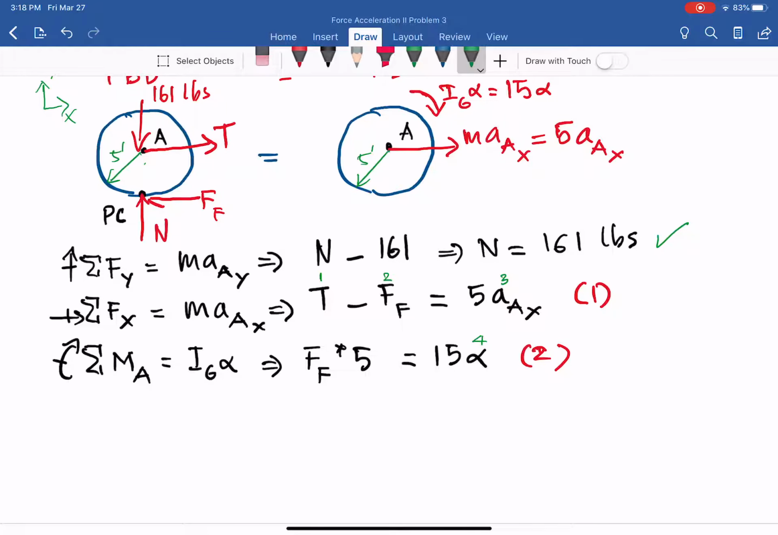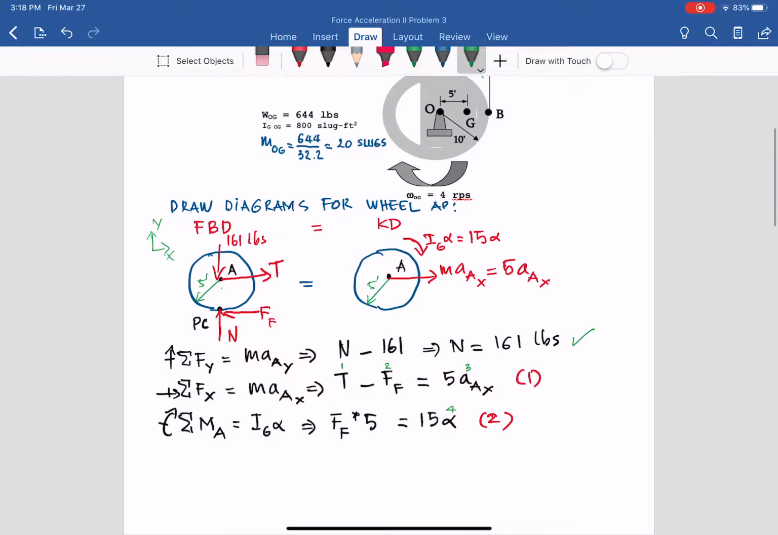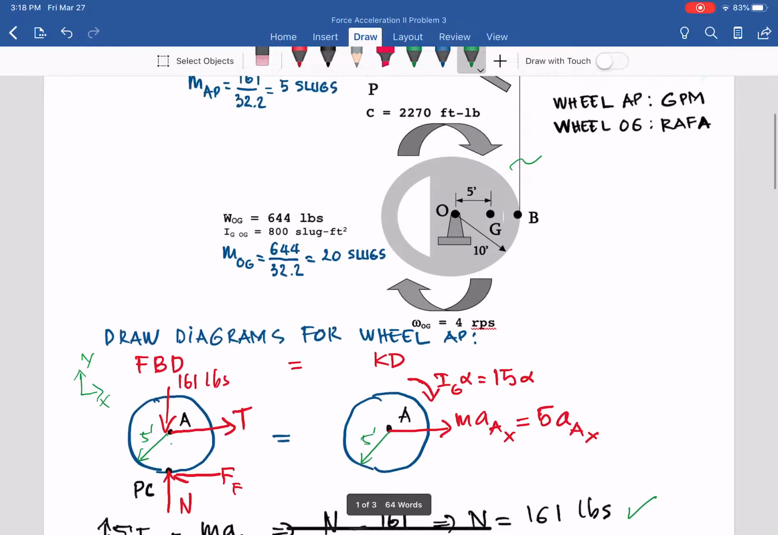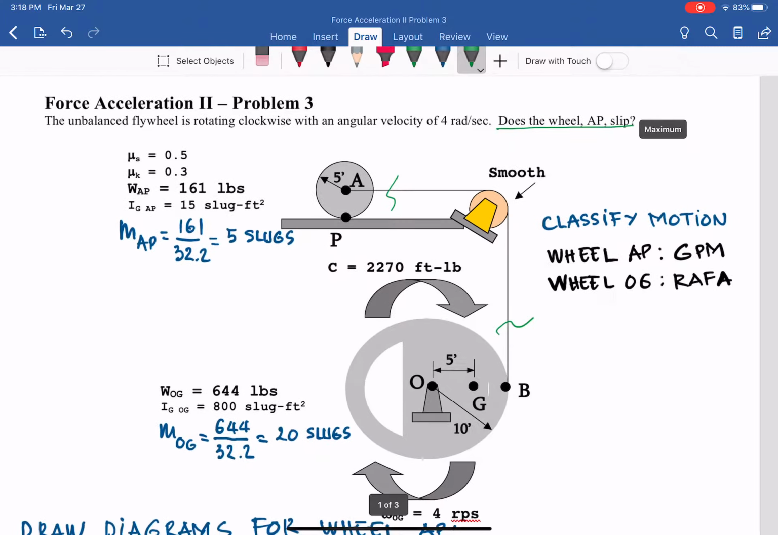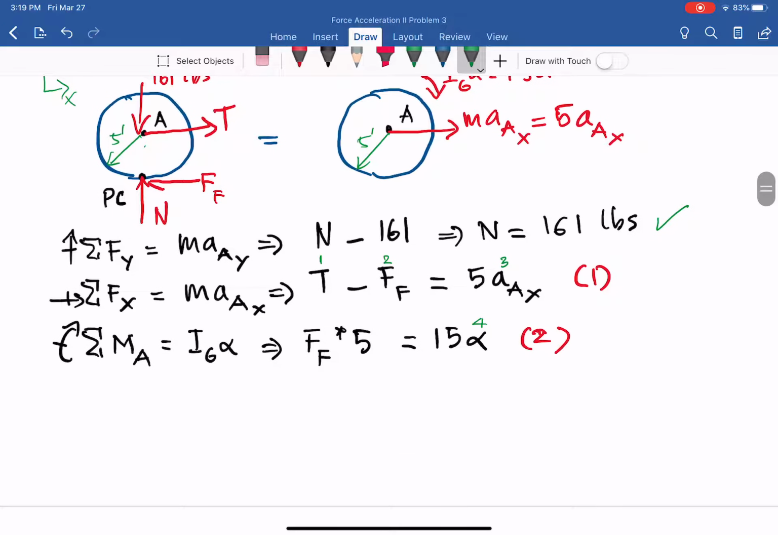How can we do? There are multiple ways. You have another diagram, right? Another body, so you draw another one. That is first. We also assume something. In this case, as you can see, the question also asks, does the wheel slip? So we may assume something in there so that we can put more equations in.